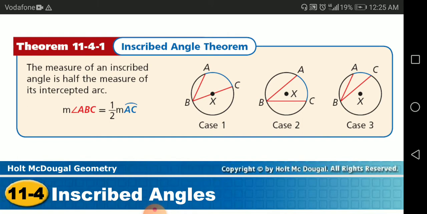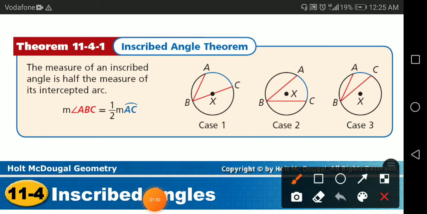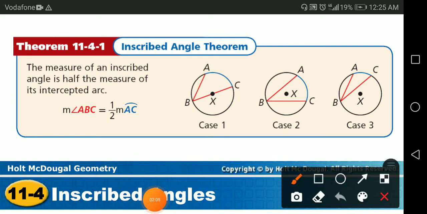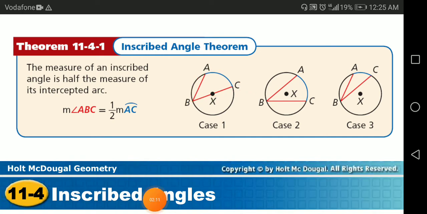I have some figures here that we have to focus on. The measure of an inscribed angle is half the measure of the intercepted arc. So the measure of angle ABC is half of arc AC. In this first case, the measure of angle ABC is half of the arc AC.